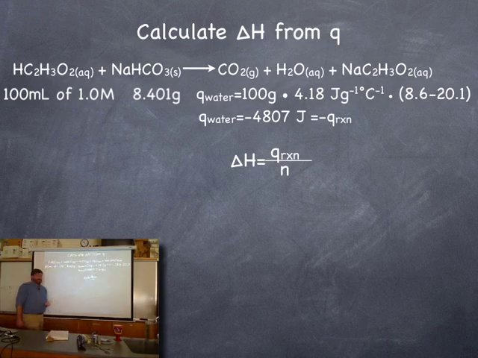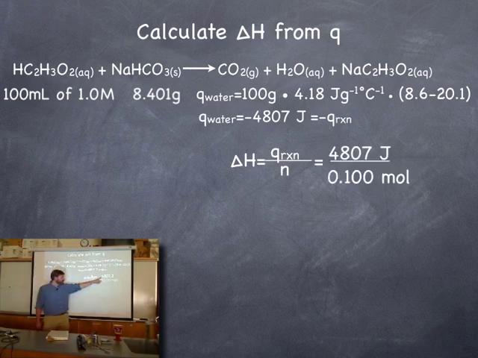So that's why the sign changes. So we need to calculate how many moles we have, okay? And this is an exact stoichiometric mixture. So we used up 0.1 moles of vinegar and 0.1 moles of baking soda. Otherwise, we'd have to figure out which one was the limiting reactant and go with the moles of the limiting reactant.